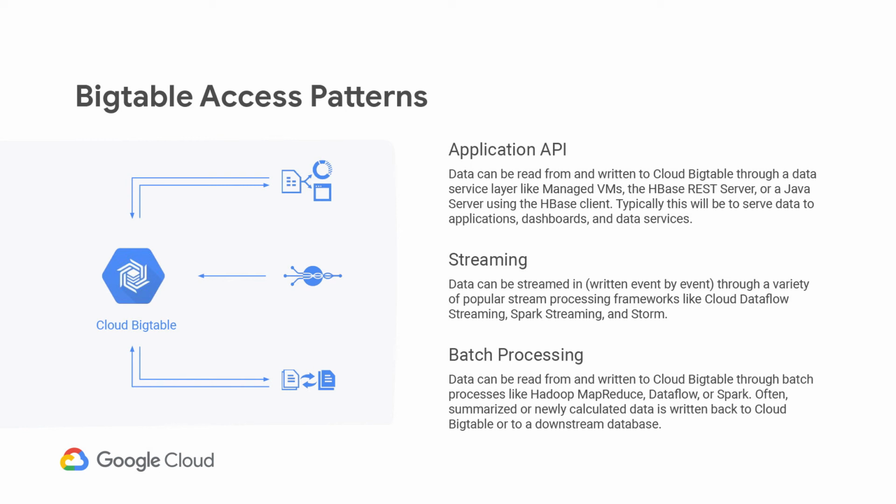Data can also be streamed in through a variety of popular stream processing frameworks, like what we just discussed, Dataflow, for example, as well as Spark Streaming and Storm, and so on. If streaming is not your option, data can also be read from and written to Cloud Bigtable through batch processing like Hadoop MapReduce, Dataflow, or Spark. Often, summarized or newly calculated data is written back to Cloud Bigtable or to a downstream database.